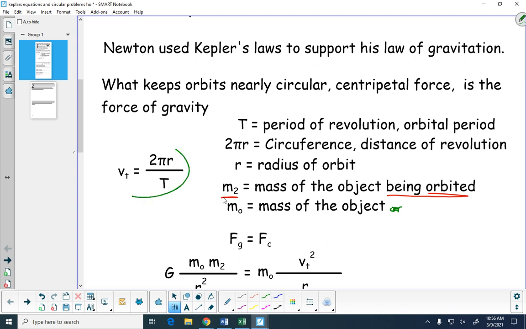We also have our tangential velocity, which we calculated before. It is 2 pi r, which is just the circumference of the orbit, divided by T, the amount of time it takes. So the distance you're traveling divided by time is your speed. Going back to our basic philosophy, what is speed? Displacement, or distance traveled, divided by time.